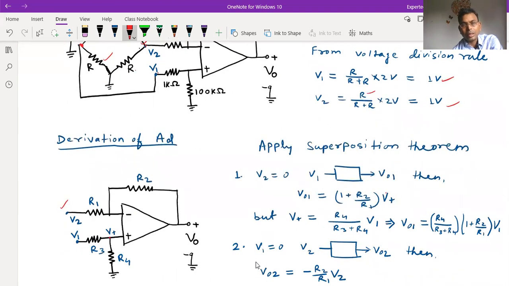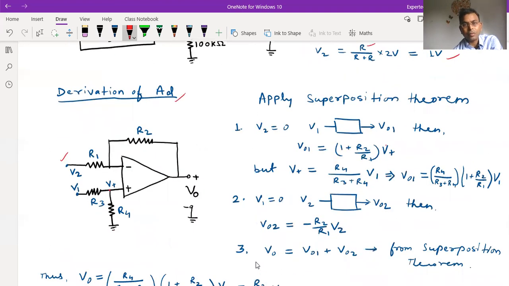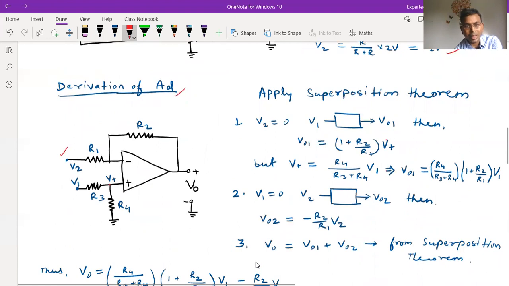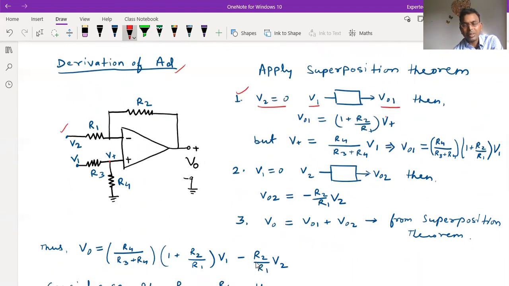Now we can derive AD, the differential gain, for this general circuit. The general circuit is just similar to this, only we are keeping this R1, R2, this R3 and R4. Now we can apply the superposition theorem. First, we set V2 equal to 0 and only V1 is applied, and the output is VO1. Because V1 is applied to the non-inverting terminal, the gain is 1 plus R2 by R1 times V plus, and V plus is this voltage.